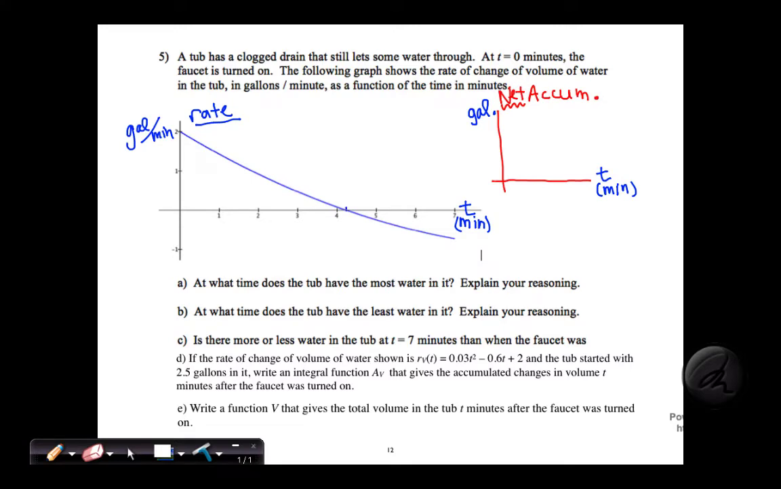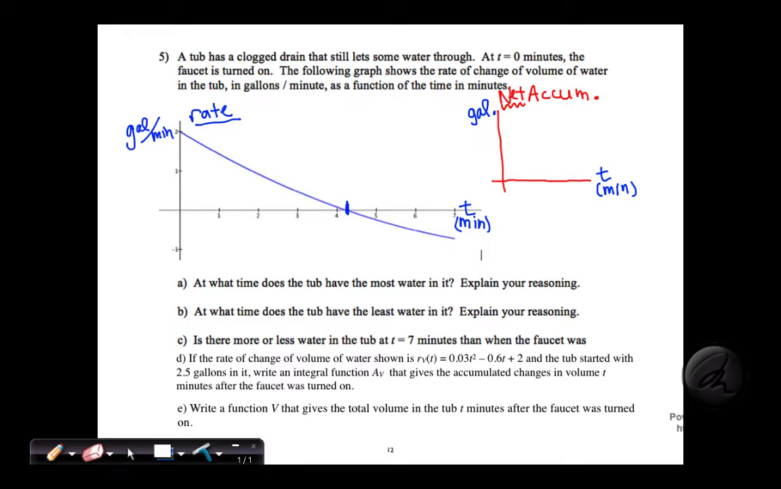Yeah, this spot right here, right? Now that seems weird because that looks like 0, and I've got more before and less after, but keep in mind, this is a rate graph. And we said when the rate is positive, that means the volume is increasing. When the rate is negative, the volume would be decreasing.